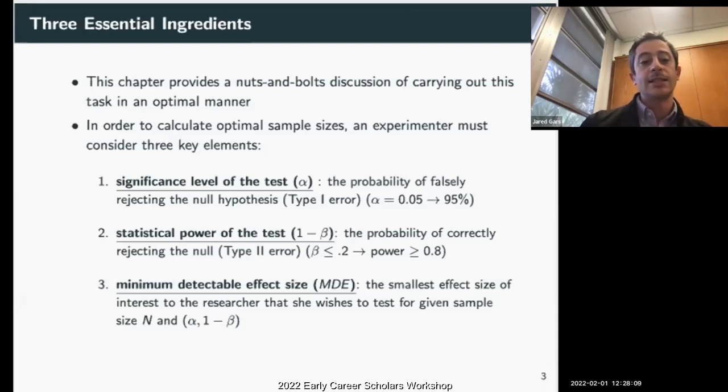The second is the statistical power of your test. This is related to type 2 error, or the probability of detecting an effect if there is an effect to be detected.